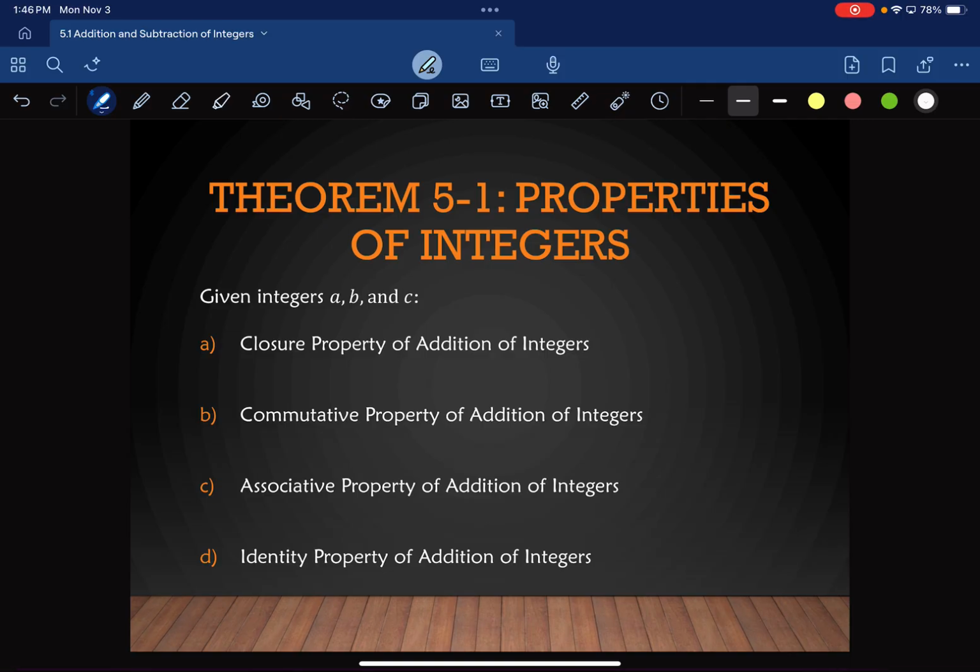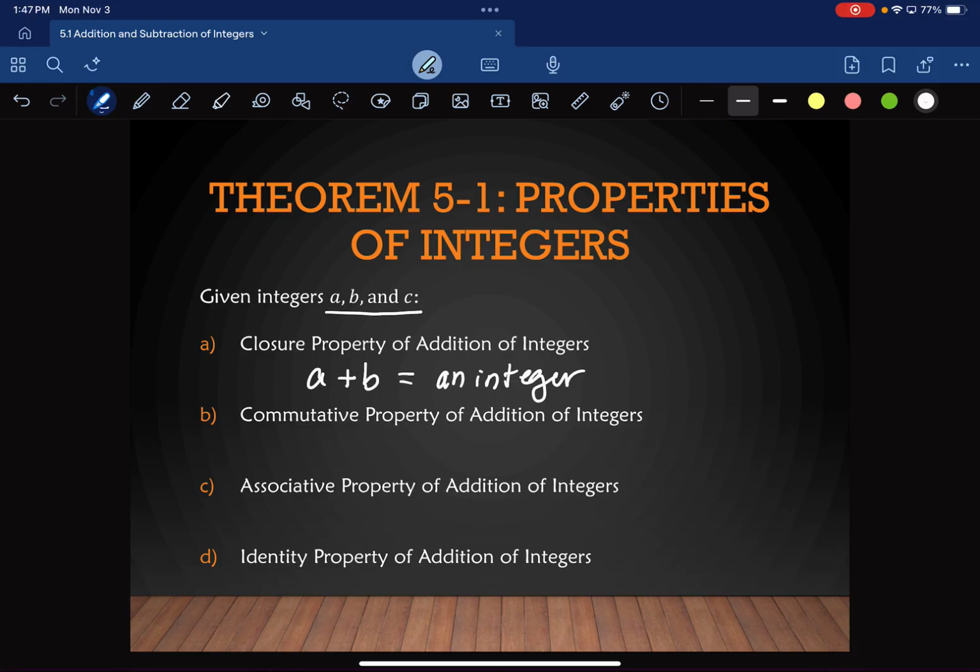Closure. What does closure mean? We've talked about it now, right? Do you remember? Nobody likes the closure one. Closure says that if you have integers, in this case it's integers because we're working with them, and you add them together, what will you get? You'll get an integer, right? If you add two integers together, you get an integer. That is the closure property for addition.